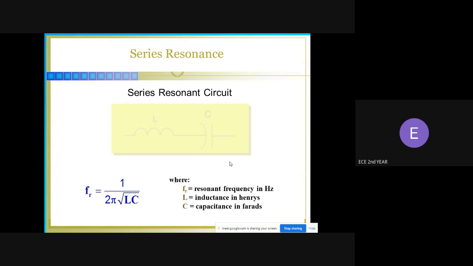That means we are tuning, so we can make XL equal to XC. At one particular frequency only, XL will be equal to XC. If the frequency changes, this condition will vary. The circuit may have a larger XL value and a smaller XC value. Likewise, in a series circuit, above the resonance frequency the circuit behaves as an inductor, and if the frequency is lower than the resonance frequency, the circuit behaves as a capacitor.